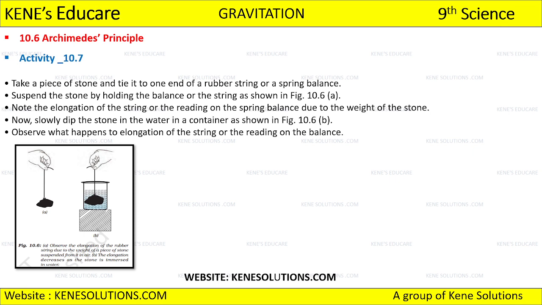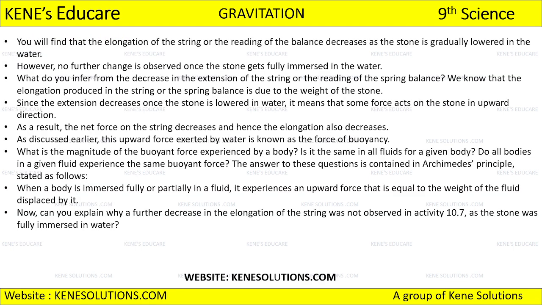And this 10.6b is elongation decreases as the stone is immersed in water. So when it is outside the water in air, the elongation will be more as compared to when the stone is in water. So you will find that the elongation of the string or the reading of the balance decreases as the stone is gradually lowered in the water. So what will happen? The elongation of the string will decrease as the stone is gradually lowered in water.